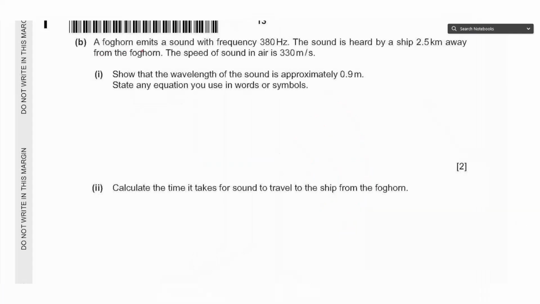Part B says a foghorn emits a sound with frequency 380 Hz. The sound is heard by a ship 2.5 kilometers away from the foghorn. The speed of sound in air is 330 meters per second. Show that the wavelength of the sound is approximately 0.9 meters and state any equation you use. We're going to use the equation of speed. Speed is equal to wavelength multiplied by frequency. So the wavelength is equal to speed divided by frequency. We have speed 330 and we divide that by the frequency 380. That gives an answer of 0.868, which is approximately 0.9 meters.